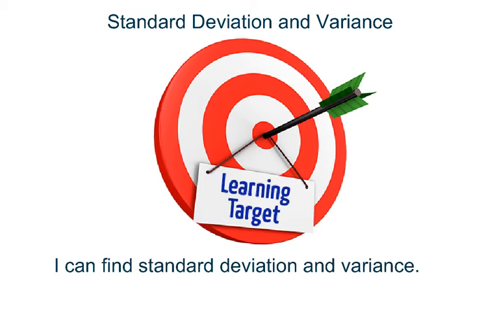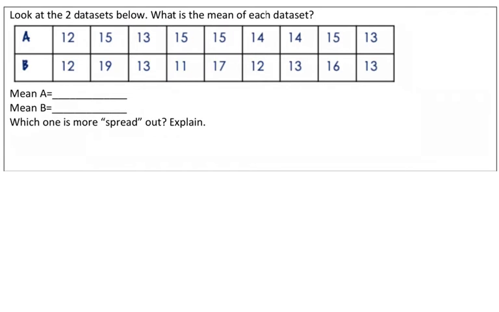Okay, so we're going to look at standard deviation and variance. Our learning target is I can find standard deviation and variance. The first thing we're going to do is look at the two data sets below. What is the mean of each data set? Remember, for the mean, we add them all up and divide by how many there are. When you do the first one, I get the mean is 14. And then for B, I get the mean is 14.